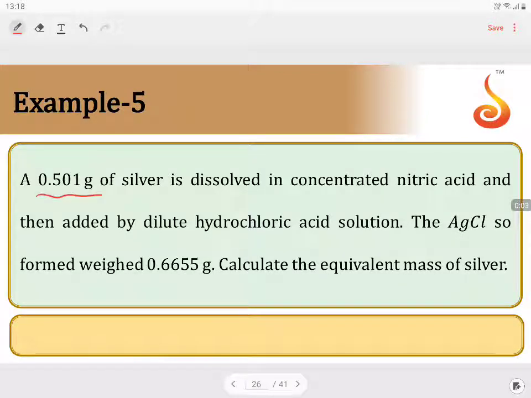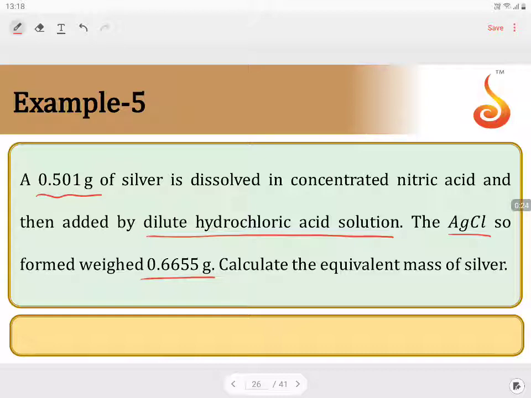0.501 gram of silver is dissolved in concentrated nitric acid, then added by dilute hydrochloric acid solution. AgCl so formed weighed 0.6655 grams. Calculate the equivalent mass of silver. This is the question. Equivalent mass of silver we have to find.